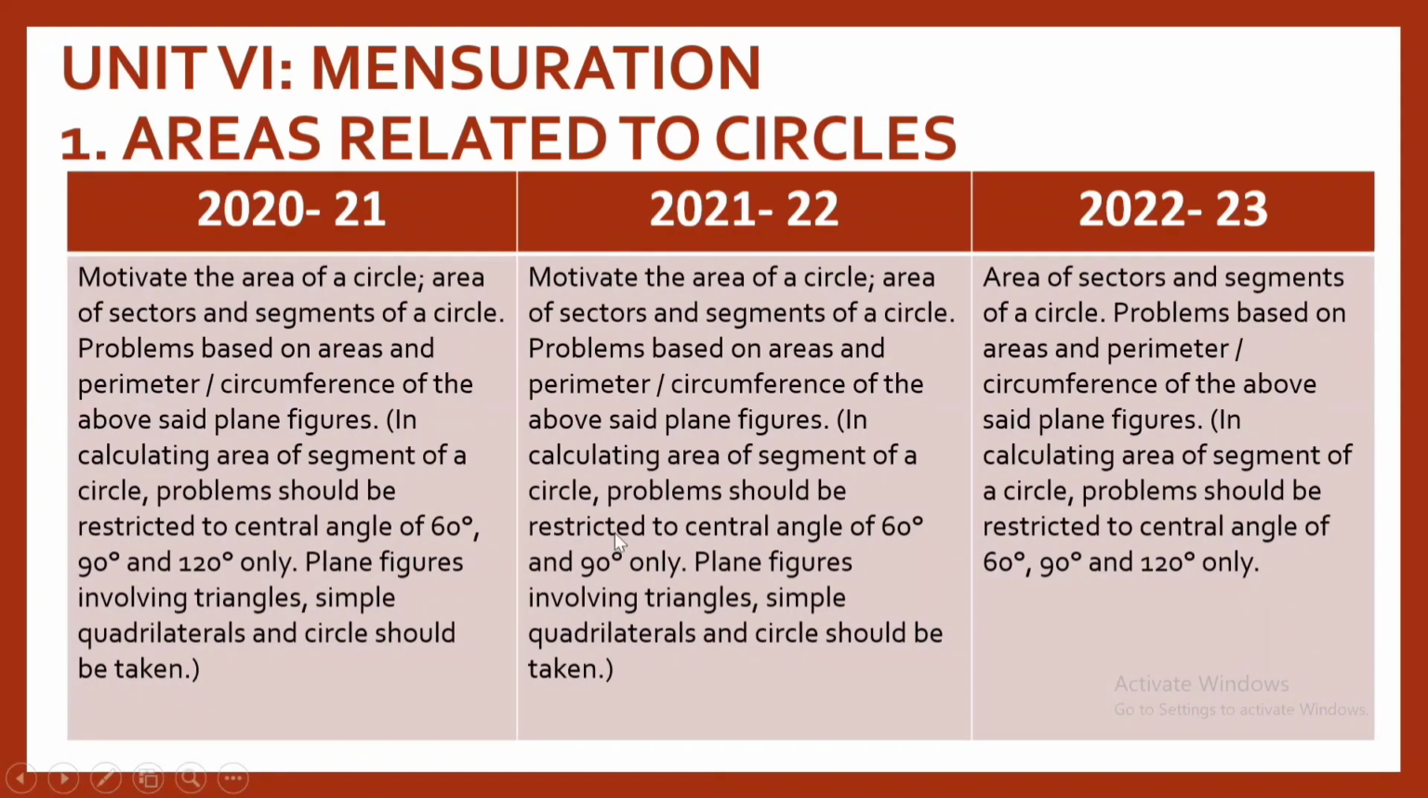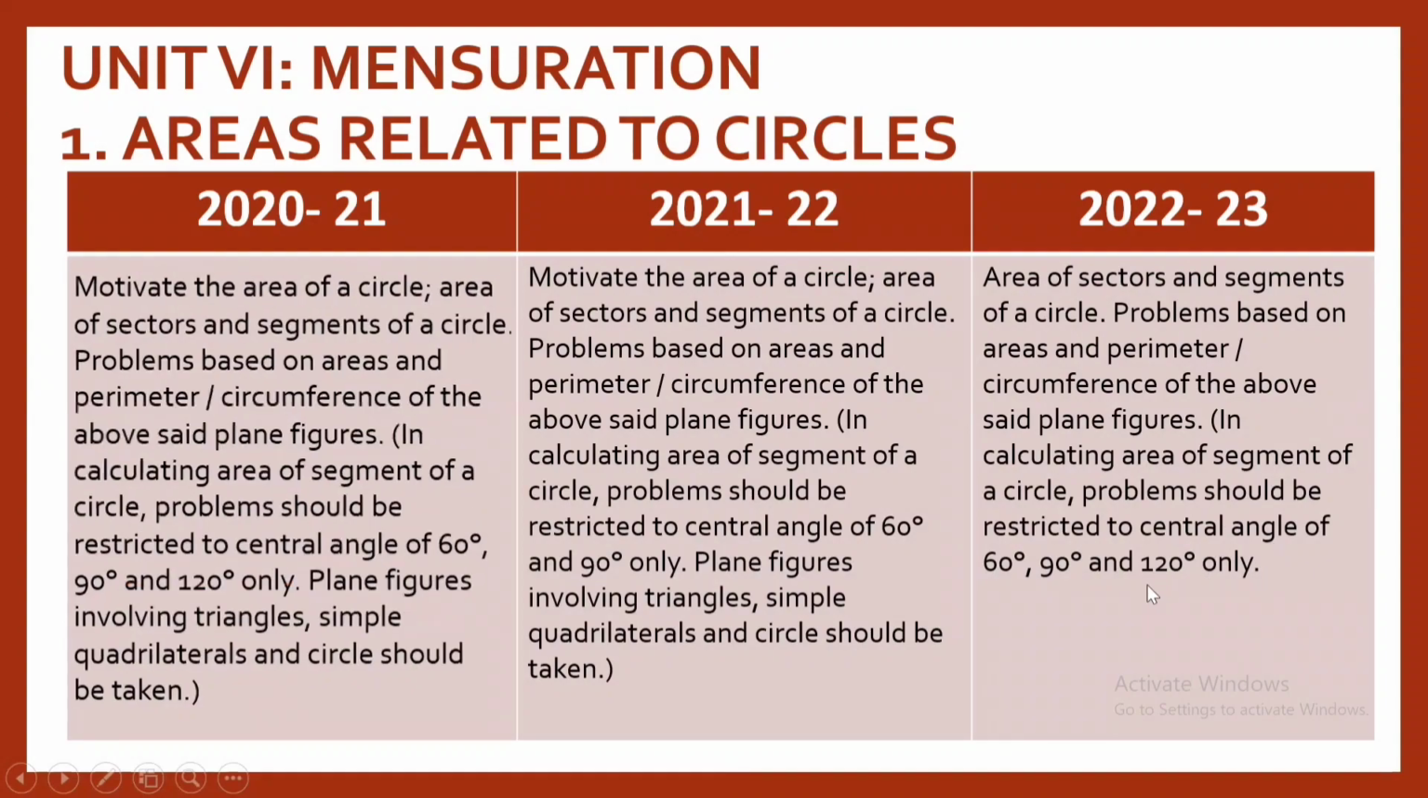In 2021, there is no change. In 21-22, there was a slight change, that this "and 120 only" was not there if you compare: 60 and 90 only. But now for this year, it has been added, right? So this has been added now, and 120 is very much in syllabus. Now, if you compare 2021-22 and 22-23, you will also see that this line is missing: plane figures involving triangles, simple quadrilaterals, and circles should be taken. So I can also say that this portion has also been deleted.